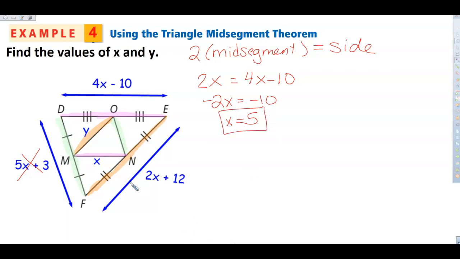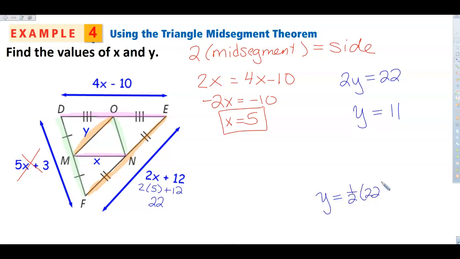So then I'm going to plug X in over here. This is 2 times 5 plus 12. 2 times 5 is 10. 10 plus 12 is 22. So now I can do the Y's. I can say 2 times Y is equal to 22. Divide both sides by 2. I get Y is 11. I am also more than welcome to say Y is half of 22. It's whatever is easier for you at the time.